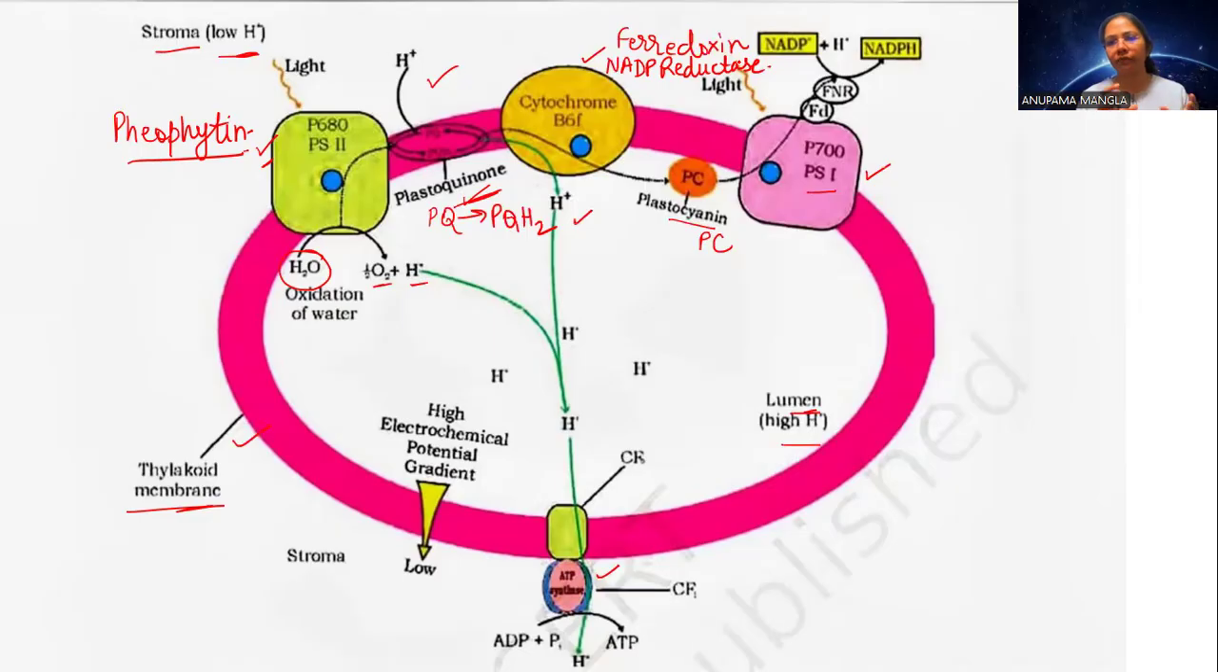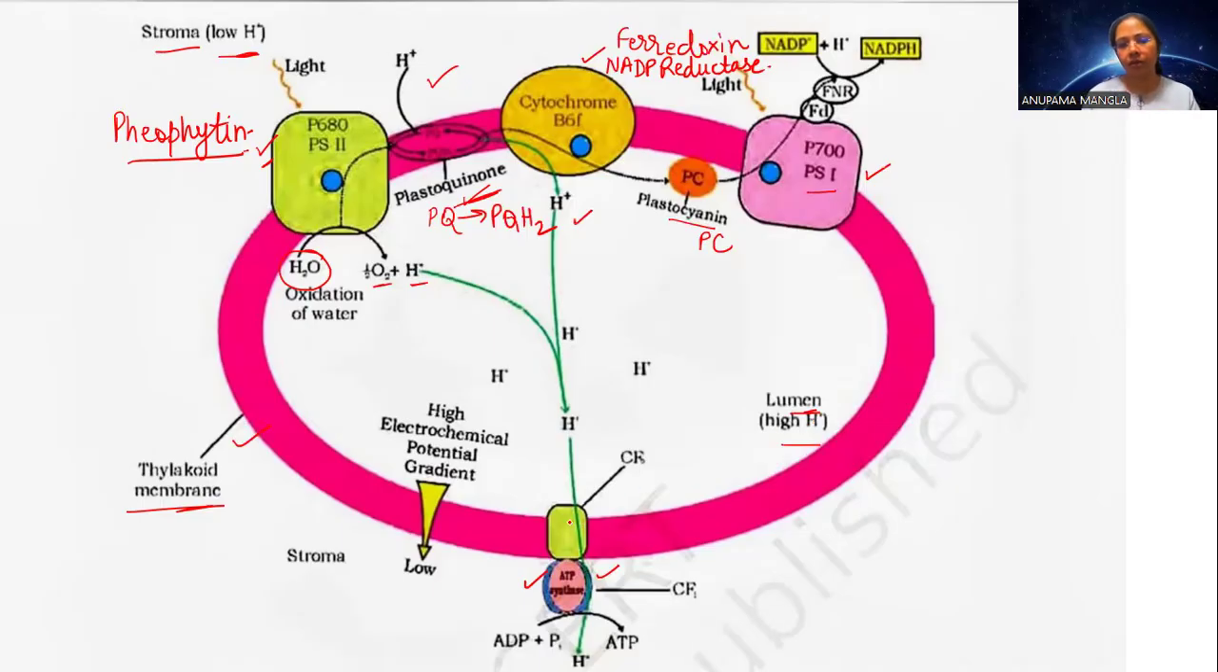So in total, we have these three reasons. One, photooxidation of water. Second, plastoquinone. And third, this FNR enzyme. So these three collectively will be increasing the gradient of protons, where the lumen is rich in protons and the stroma is deficient in protons. Now to break this gradient, what happens? We have this ATP synthase when protons are trying to come out into the stroma.